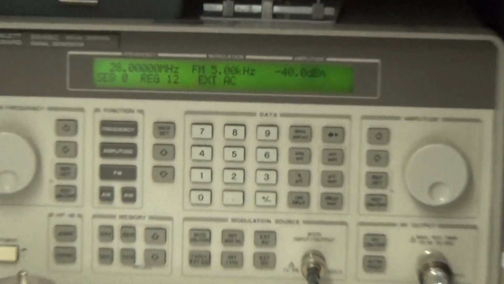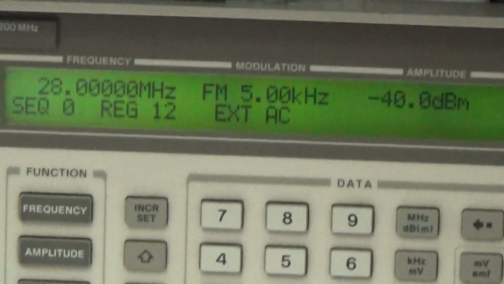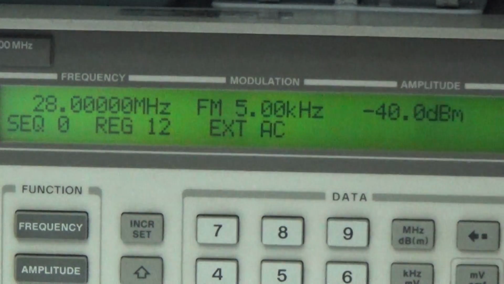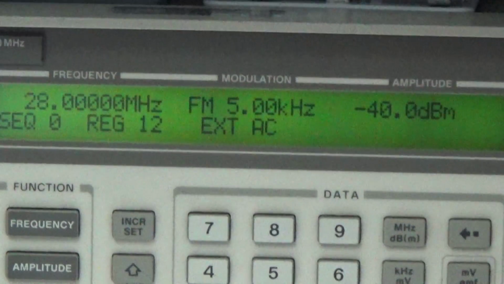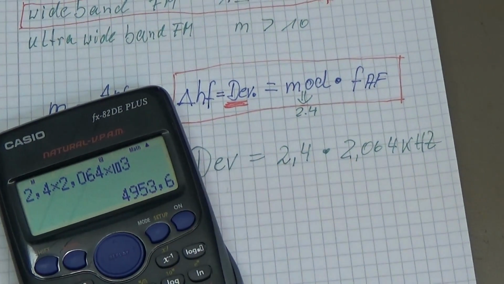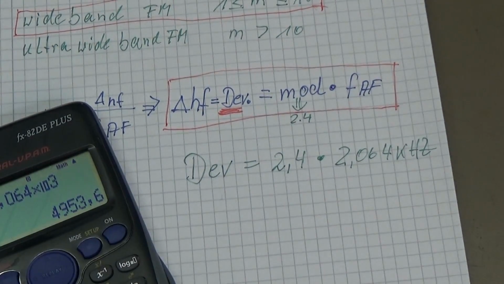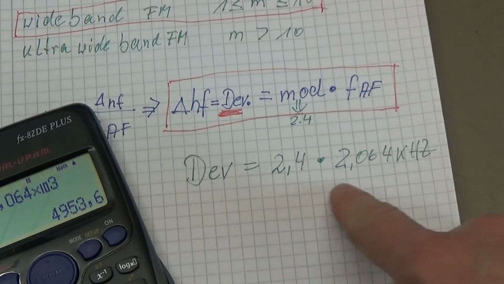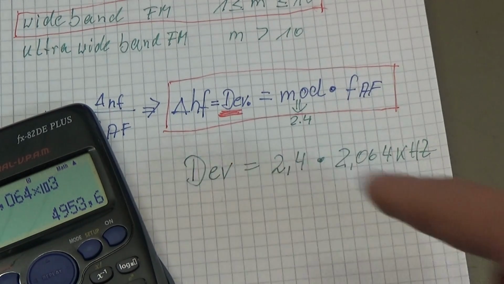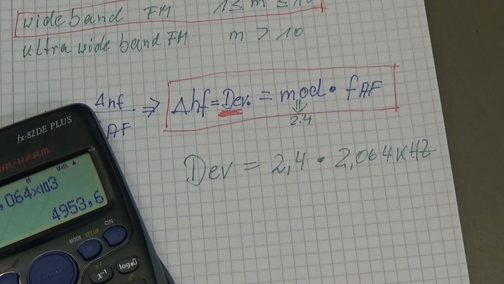So I directly go over to our generator. And what can we find here? You see our FM deviation is 5 kilohertz. Okay? So that means obviously that we were really able to find with our formula and with our Bessel 0 finally our deviation, which is 5 kilohertz. And that is awesome, isn't it?